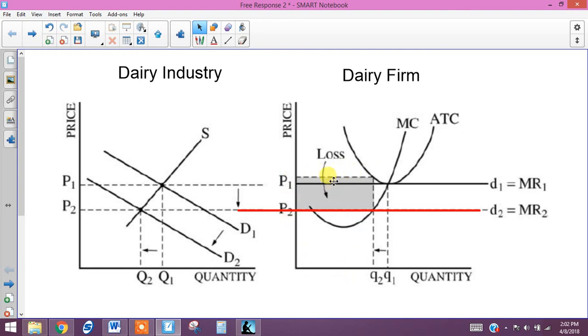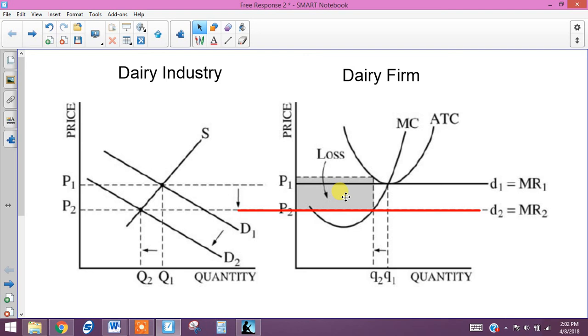So you have a loss right here, then you want to show that. The loss is the rectangle between the two prices and the quantity, or not the two prices. What am I saying? The average total cost and the new price. Okay, the average total cost and the new price, and from the new quantity back to zero. So that's your loss, and that's what you want to make sure that you show and shade in your drawing.